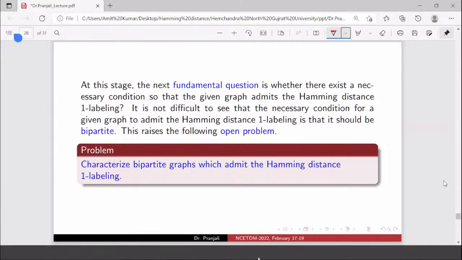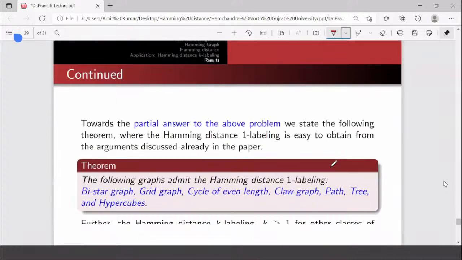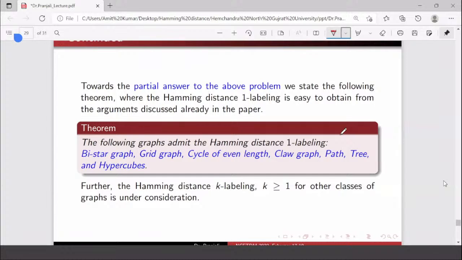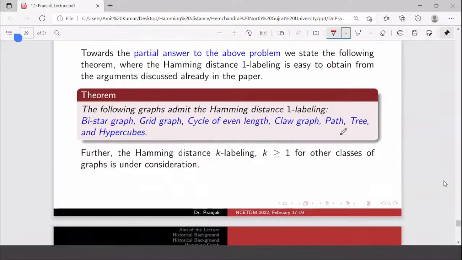So the problem came down to bipartite graphs, because we have also given a necessary condition that if a graph consists of an odd cycle, then it cannot admit the Hamming distance 1 labeling. So characterize the bipartite graphs which admit the Hamming distance 1 labeling. This problem has been converted into this, so we have to look only at bipartite graphs. The following graphs have already been proved to admit the Hamming distance 1 labeling.